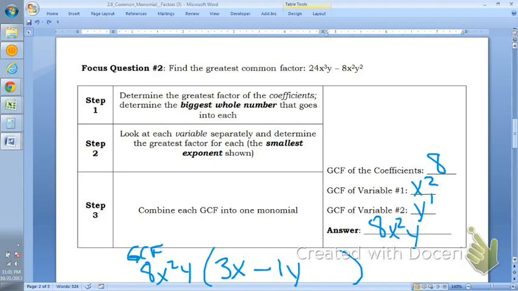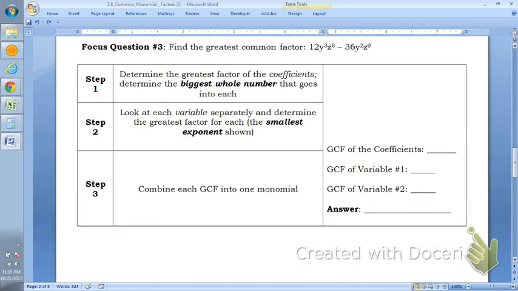Let's try another one. Alright, first step is find the greatest common factor of the coefficients. We have 12 and 36. Again, let's use our shortcut. Does 12 go into 36? It does. So our greatest common factor is 12.